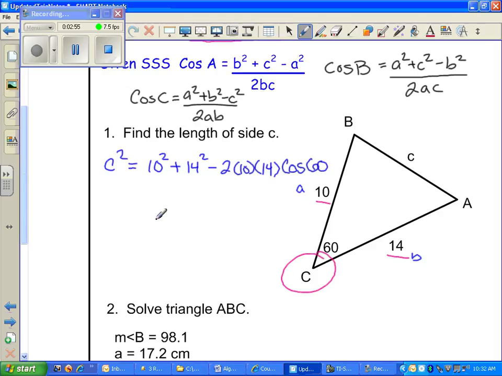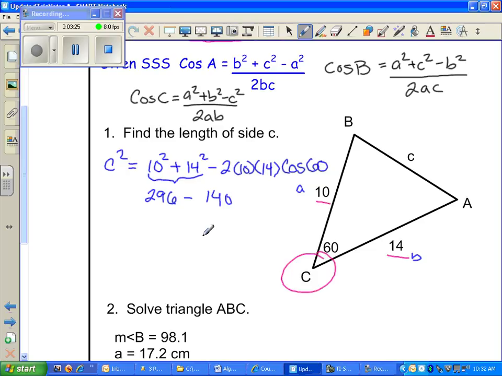Now we just need to simplify it down. I don't like to do too much at one time. I'm going to simplify this part right here. 10 squared and 14 squared is 296 minus 2 times 10 times 14 times cosine 60. Might as well put that in there all at the same time. So we are subtracting 140.